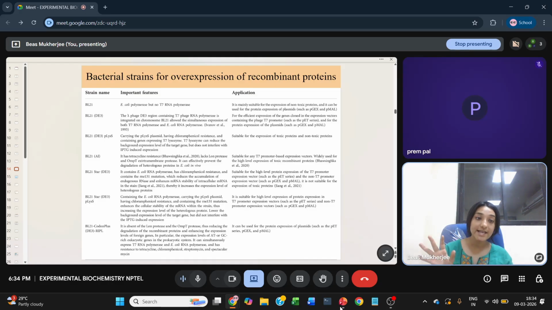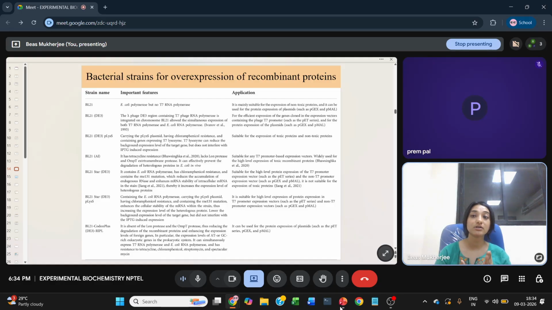Okay, so the cell is known as BL21. This is a variant of E. coli. So BL21 is E. coli with its own bacterial RNA polymerase, but no T7 RNA polymerase. So this is the natural form. Okay, so this is used for expression of non-toxic proteins, and it can be used for expression of plasmids such as pGEX and pMAL.